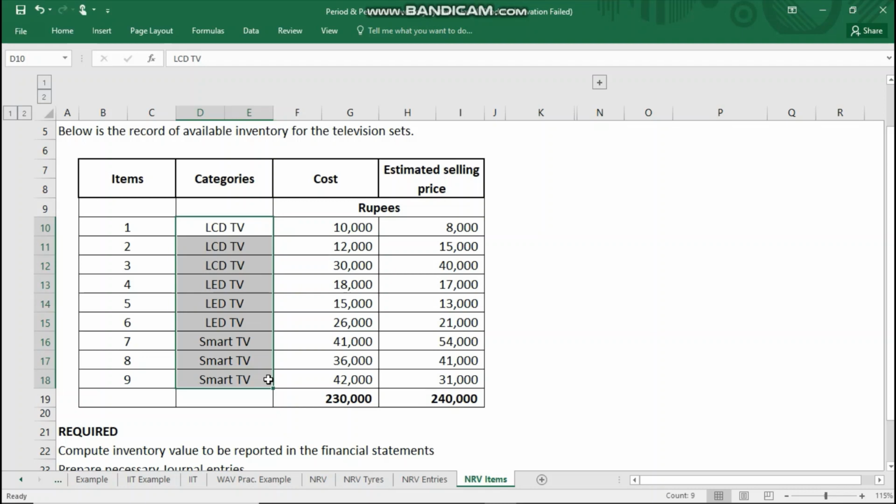So the answer is we have the cost of each item available and the estimated selling price of each item is available. So these are the different items and these are sold separately. Okay, so we don't need to compute and do the NRV testing at a totality level. We will do it item by item, and it is also required by the International Accounting Standards.